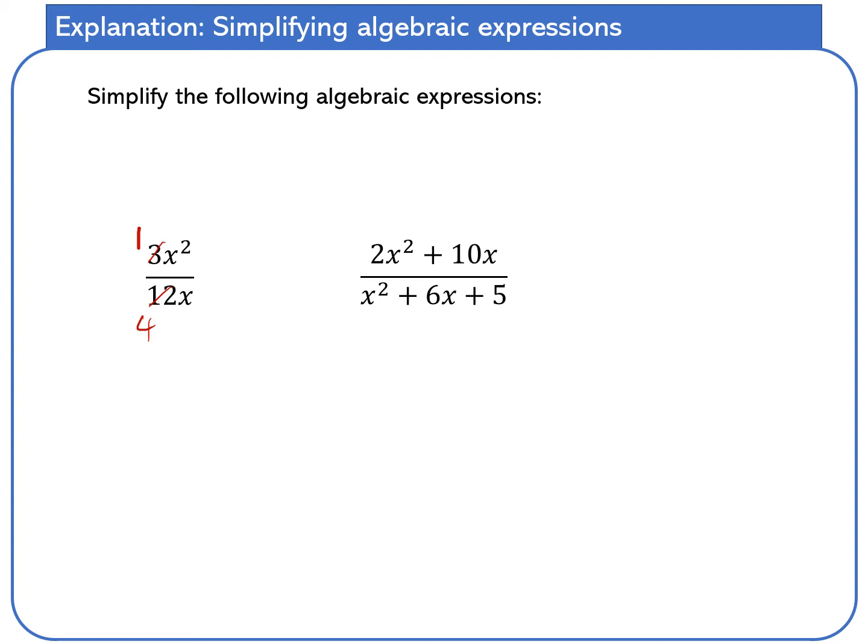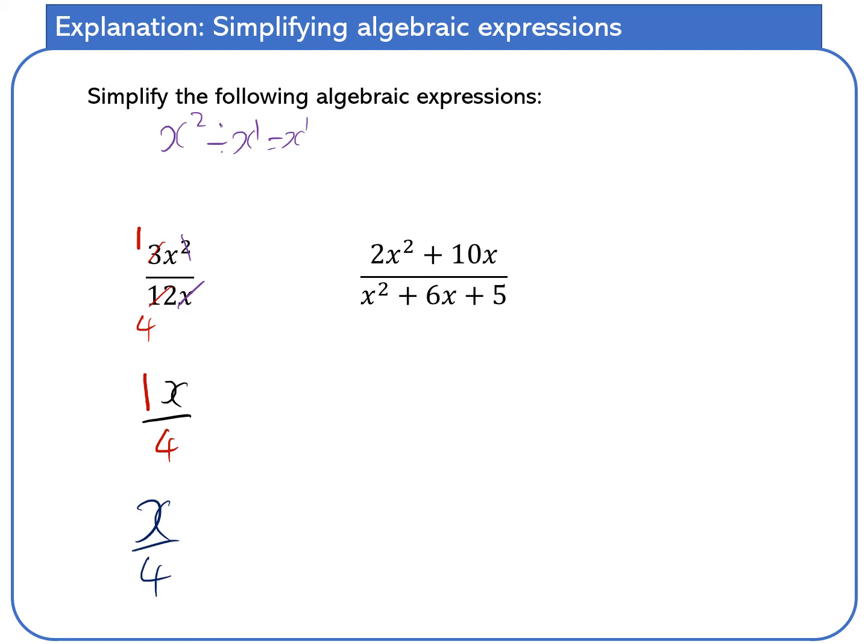And I can also cancel the x, which is x to the power of 1 if they don't write the notation. If I consider x squared divided by x, that'll give me x to the power of 1, or just x. So that will cancel out, leaving me with 1x over 4, or I could just simply write x over 4.